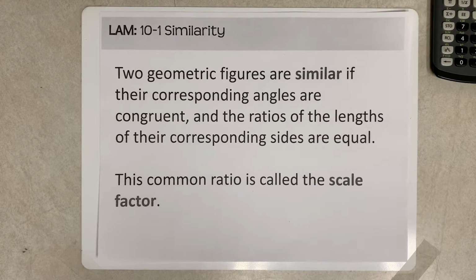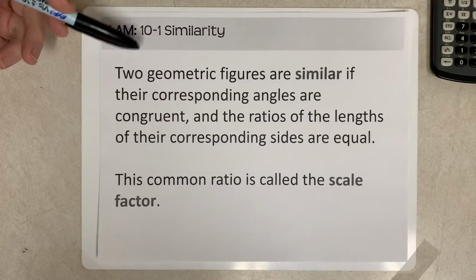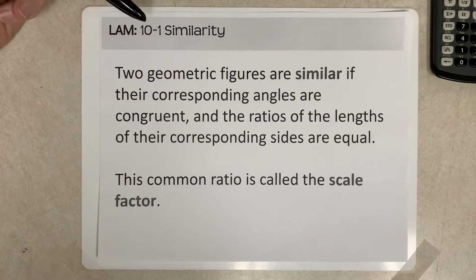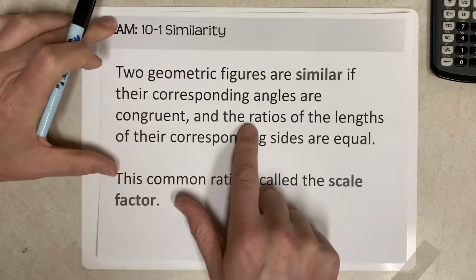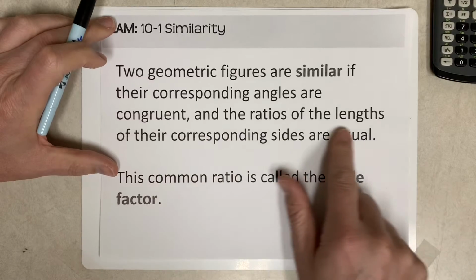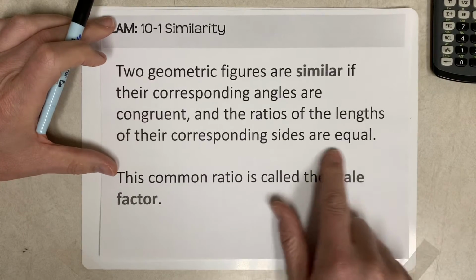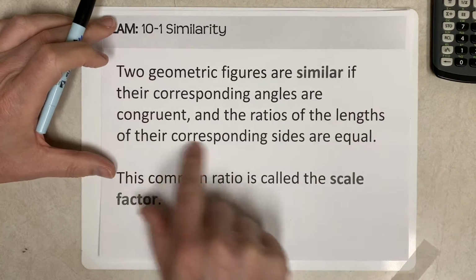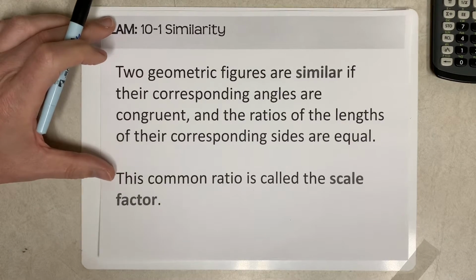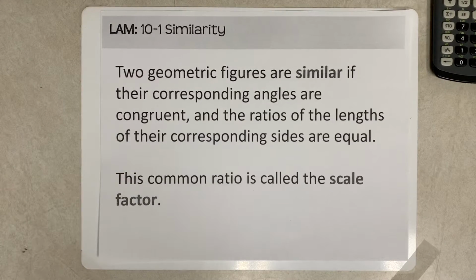Hey guys, in this video we're going to talk about similarity between geometric figures. We start out with a definition of what similarity is, and our definition is going to be two geometric figures are similar if their corresponding angles are congruent and the ratios of the lengths of their corresponding sides are equal. So we're going to talk about this as we talk about similar triangles throughout a bunch of these examples.